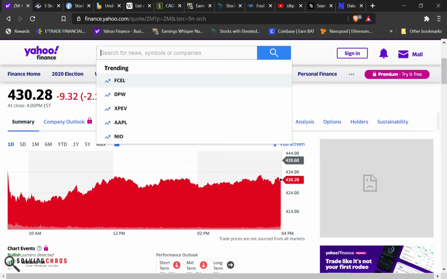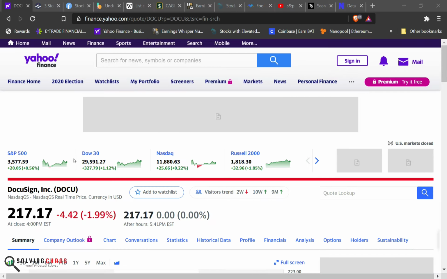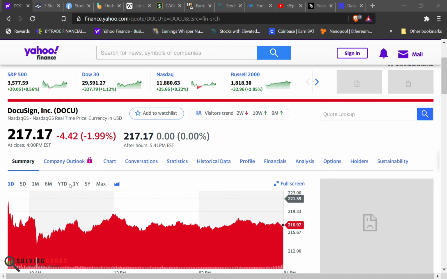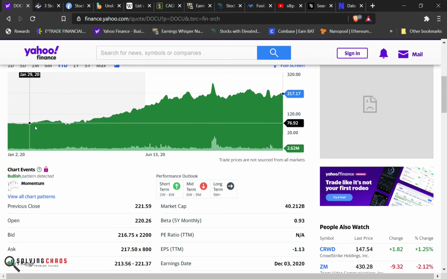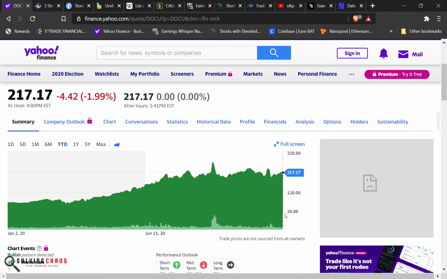So the first one would be DocuSign. I'm still a big fan of DocuSign. Take a look at the chart. It has a nice run up. DocuSign is now a $40 billion business, but it's not a business that only went up because of COVID. COVID has only accelerated the usefulness of their products.